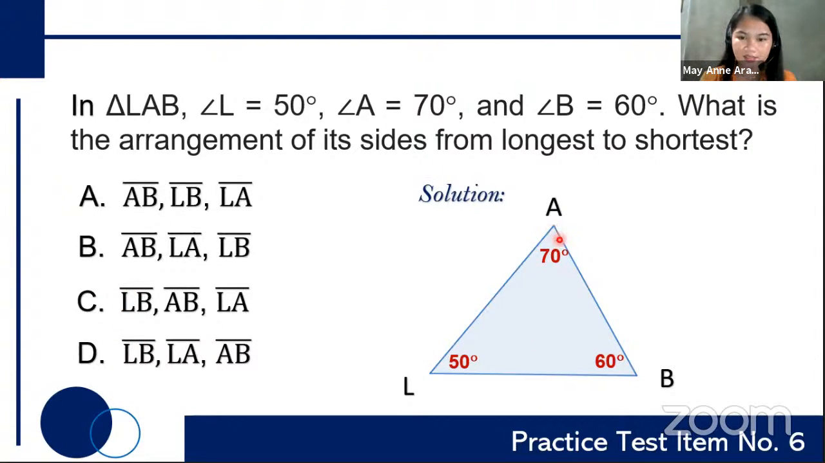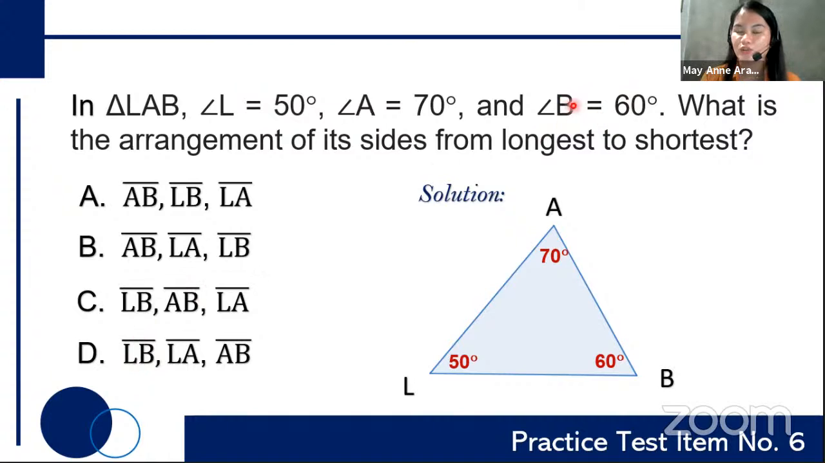The next angle is 60 degrees. So opposite ng 60 degrees is the side AL or LA. So opposite angle L, which is 50 degrees, you have AB. So without this illustration, pwede nyo rin yung malaman. Just look at this angle, 70 degrees. This is the largest angle, 70 degrees. So ano ba yung other letters? LB. So yun na yung una, LB.